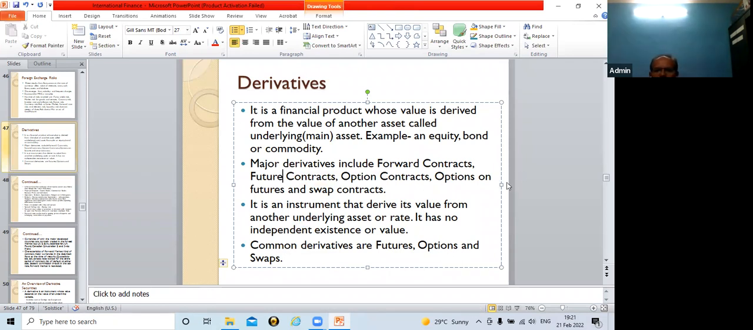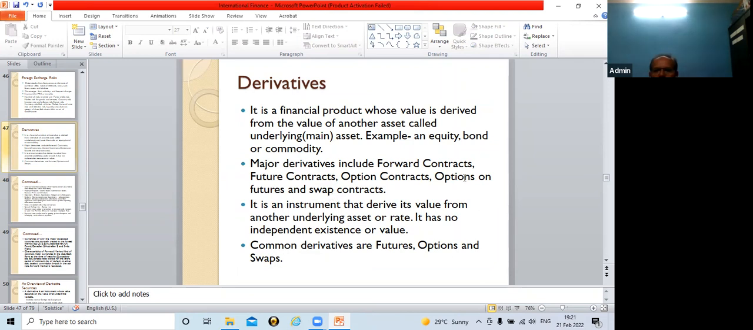This is future contract, option contract, and swap contract. So these are the major ones. If you are asked what are the examples of derivatives, these are the examples of derivatives. Derivatives means future, option, and swap. Please remember this. The major derivatives include future, option, and swap. Getting it?